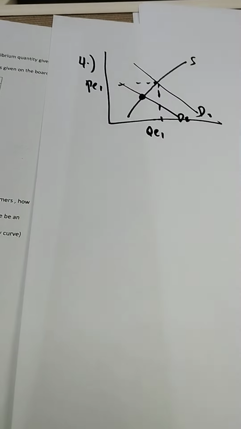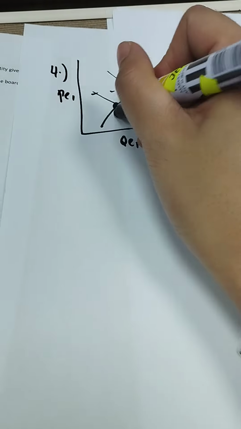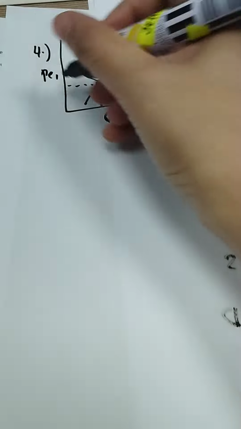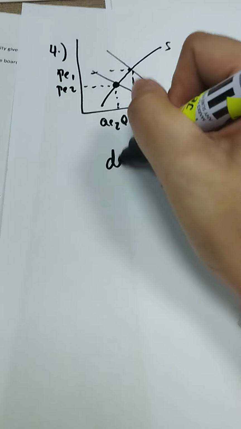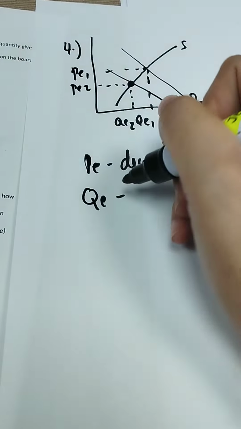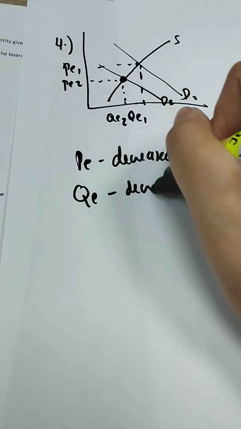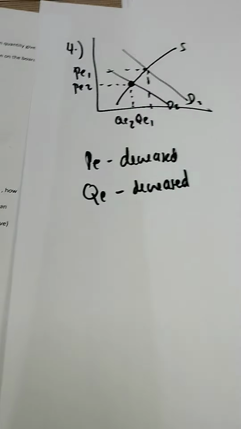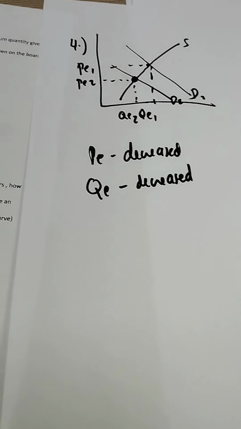So the demand curve shifted to the left. This is D2, creating a new equilibrium point. This is the same as number 1. So that's why our PE2 is lower, our QE2 is also lower. So in this case, in our new equilibrium price, there is a decrease. In our equilibrium quantity, there is also a decrease, or QE decreased, PE decreased. So that's it for test 1.